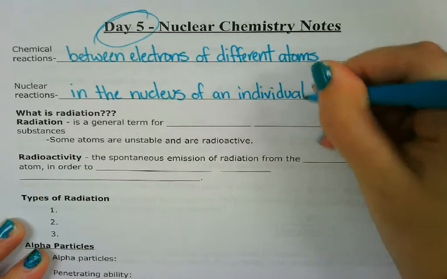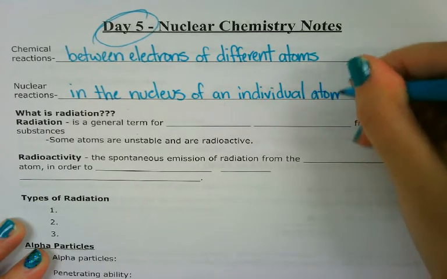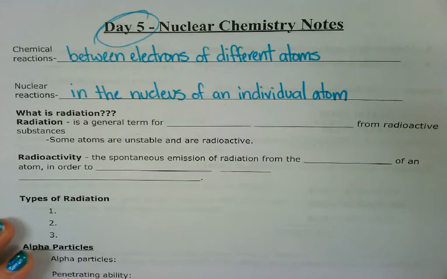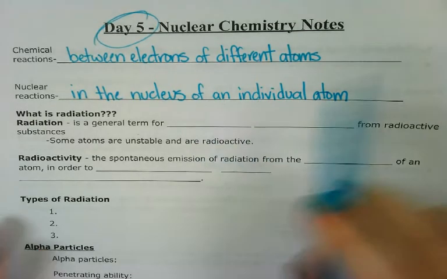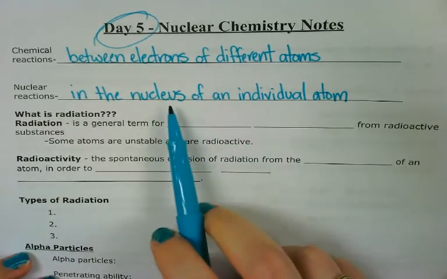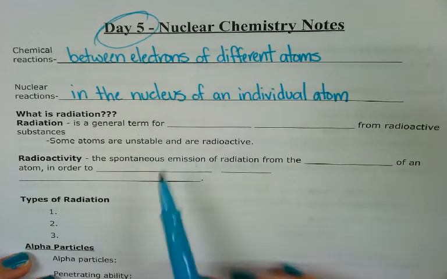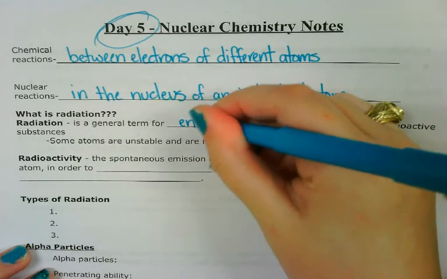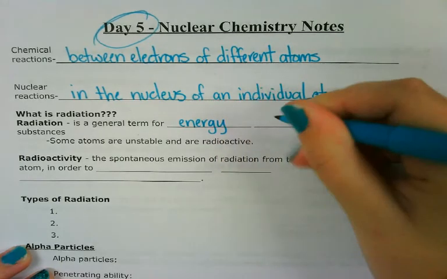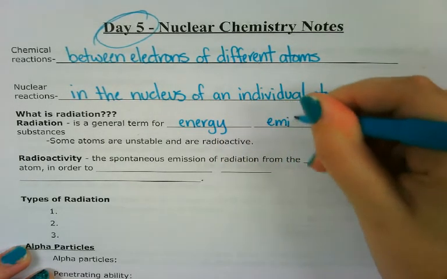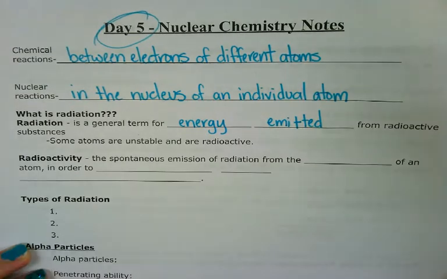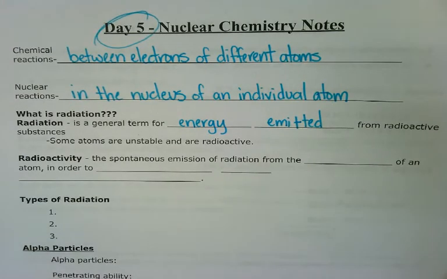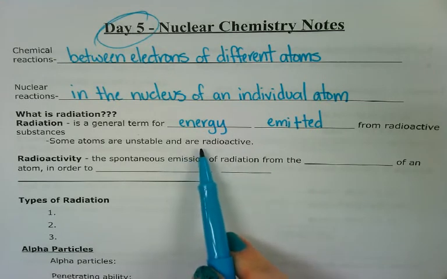So when we talk about nuclear chemistry, we are talking about reactions that are happening inside of one atom. It's not between two different ones, it's inside of one singular atom. So, radiation. Radiation is the term for energy emitted from radioactive substances. So some atoms are unstable and radioactive.